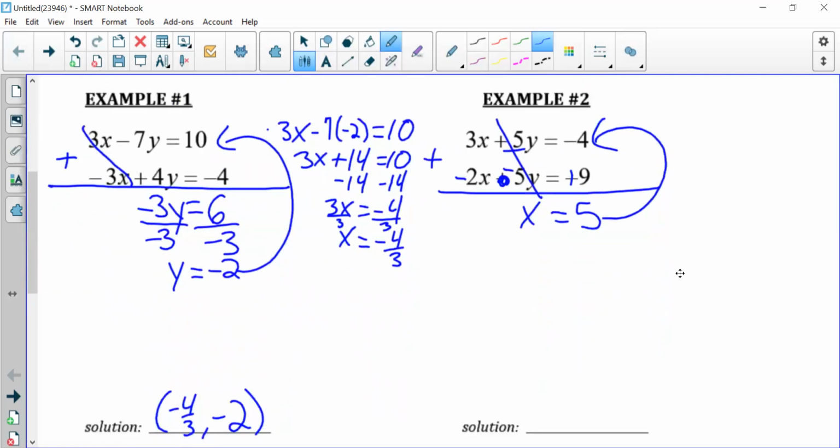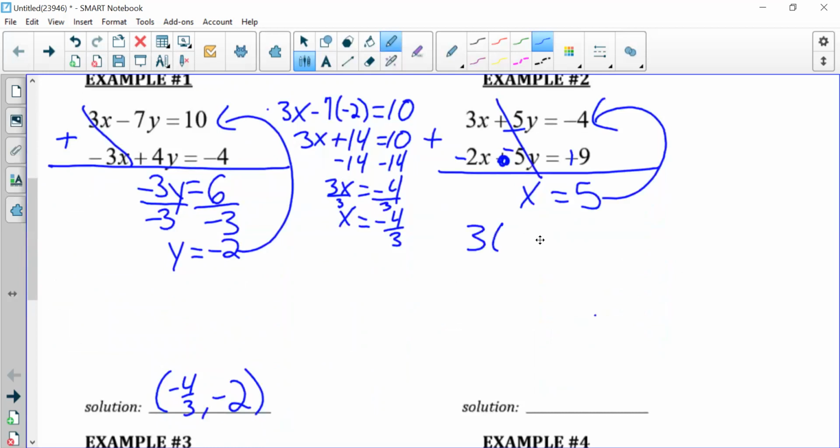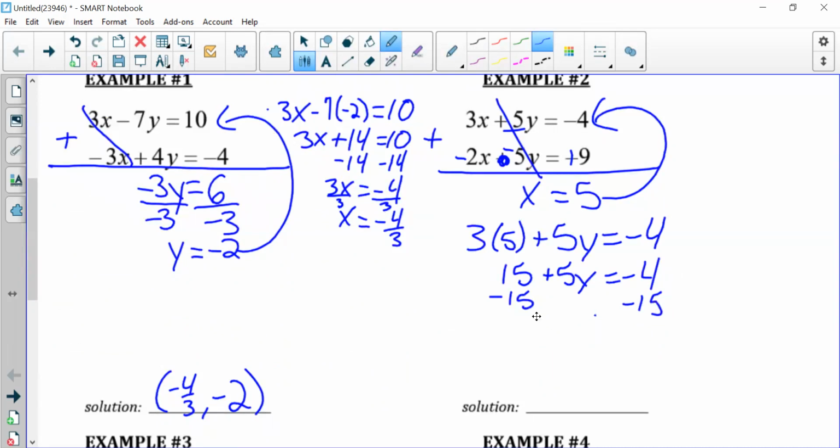Scroll down and give me some space here. So 3 times 5 plus 5y equals -4. So 15 plus 5y equals -4. Subtract 15 from both sides. So I get 5y equals -19. So y equals -19 fifths. Once again, we got a fraction. Once again, that's okay.